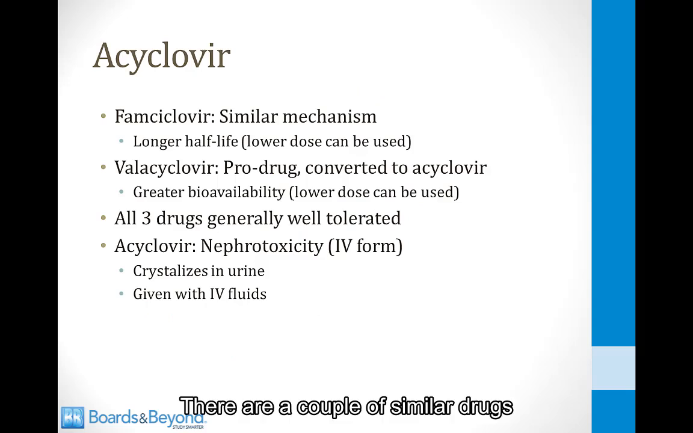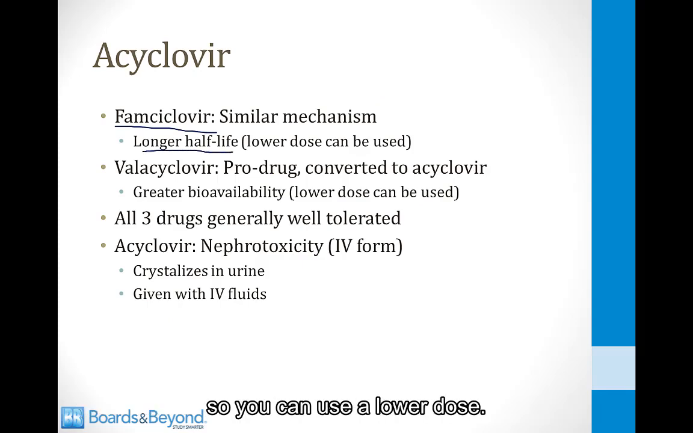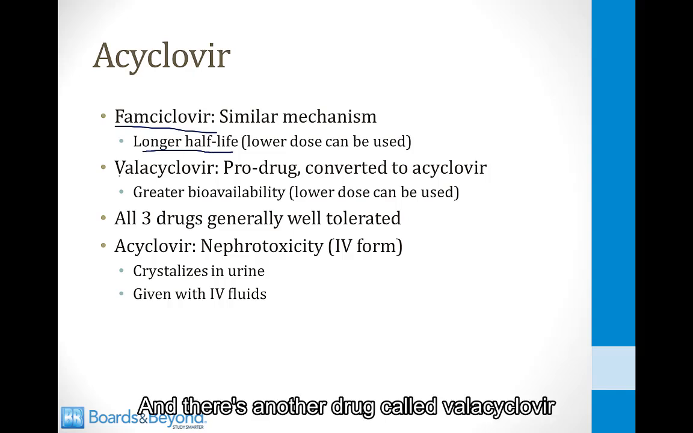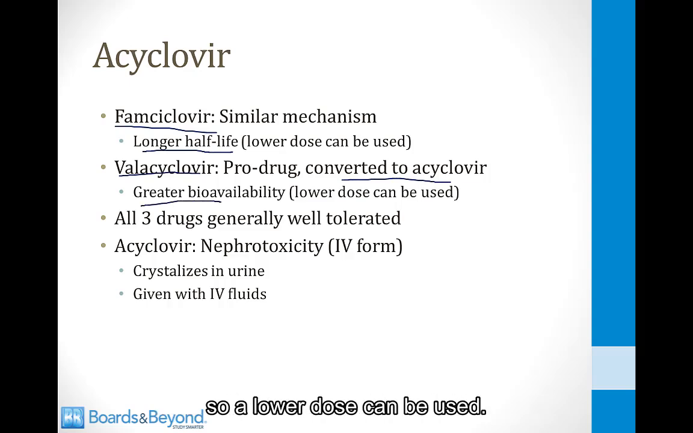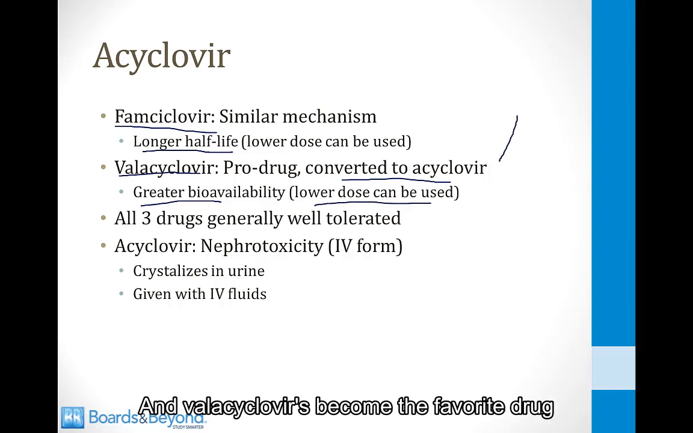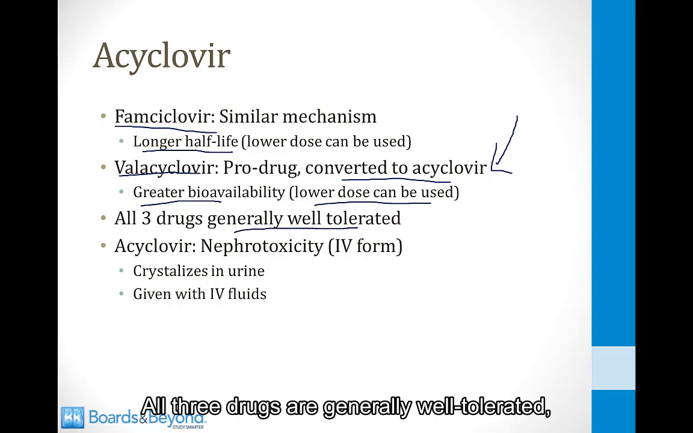There are a couple of similar drugs in the acyclovir family. One's called famciclovir, which has a similar mechanism but has a longer half-life, so you can use a lower dose. And there's another drug called valacyclovir, which is a prodrug. It gets converted to acyclovir in the body, and it has greater bioavailability, so a lower dose can be used. And valacyclovir has become the favored drug in many viral infections. All 3 drugs are generally well tolerated.